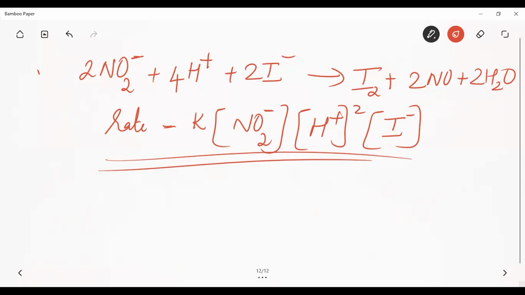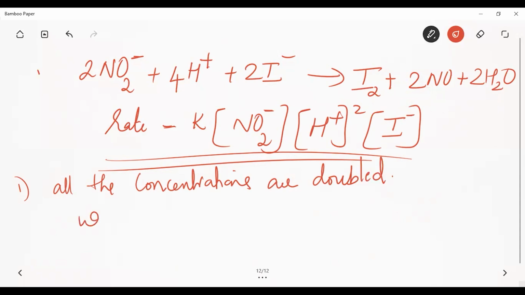Now, there are 3 questions. We will be discussing the questions one by one. The first question is, imagine all the concentrations we are going to double. Okay. All the concentrations we are going to double.